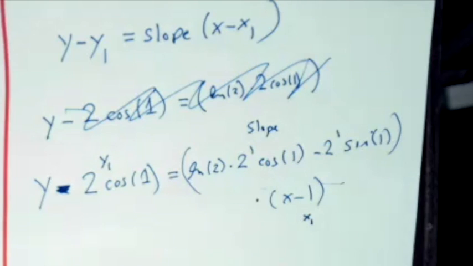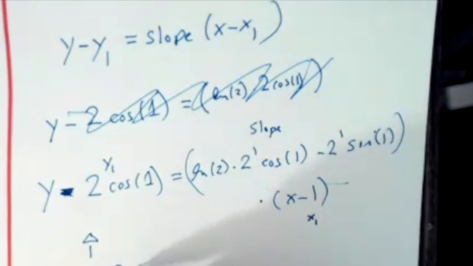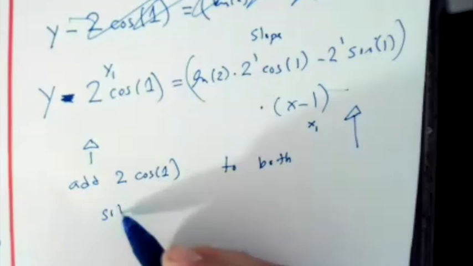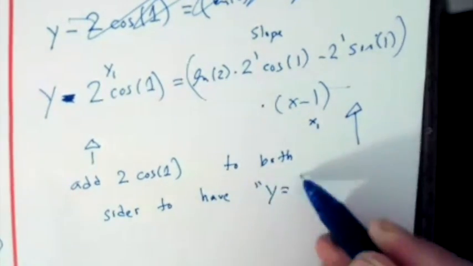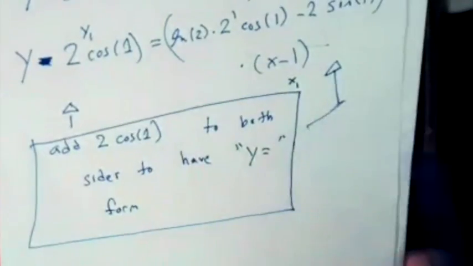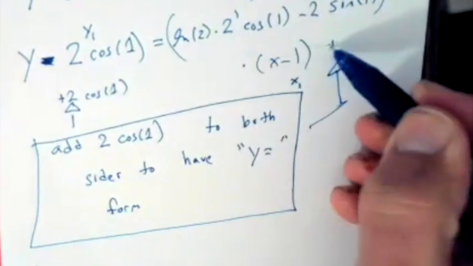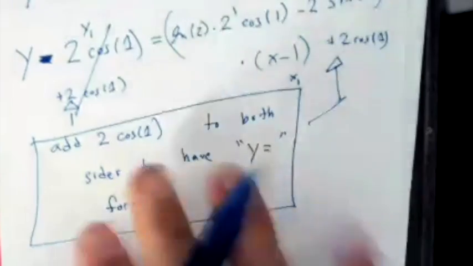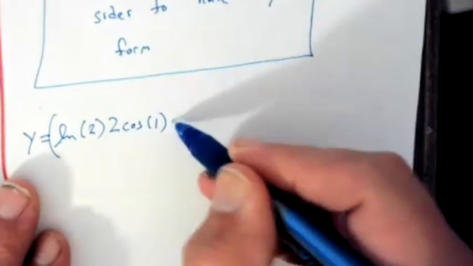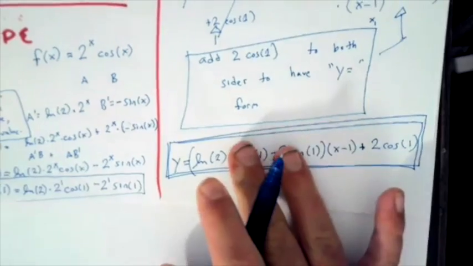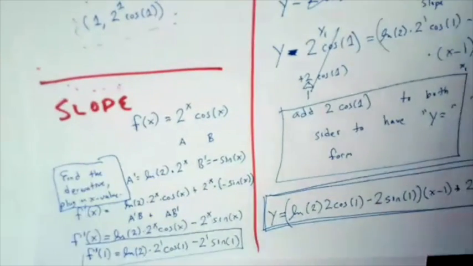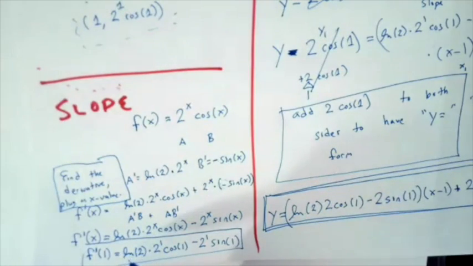And now the final thing I'd like to do is add to both sides. In this case, I'm going to add 2 cosine of 1 to both sides to get it in y equals form. So if I add 2 cosine of 1 to both sides, then this cancels and leaves me with y equals. It's the same steps as before. What makes it more complicated is that now my slope just became more complicated because I had to use product rule.